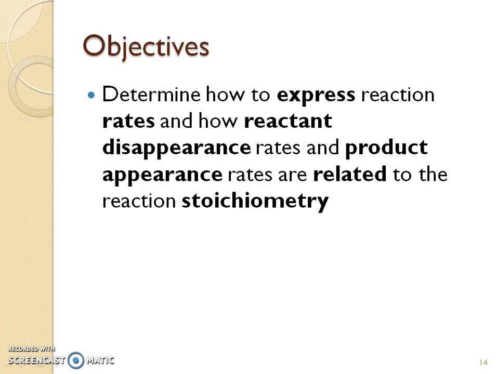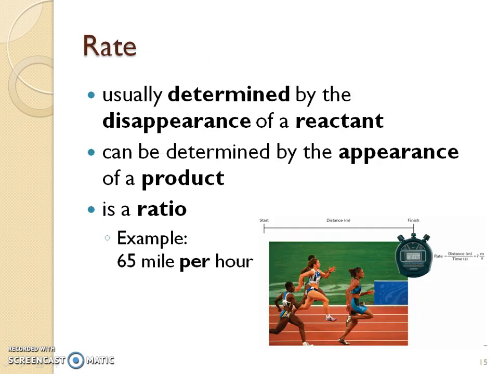The objective for this section is to determine how to express reaction rate according to how the reactants are disappearing and how the products are appearing, and how they are actually related again to that stoichiometric reaction, right? Those coefficients in that balanced reaction. So again, pause the video and write the words, and then play the video to hear my words.